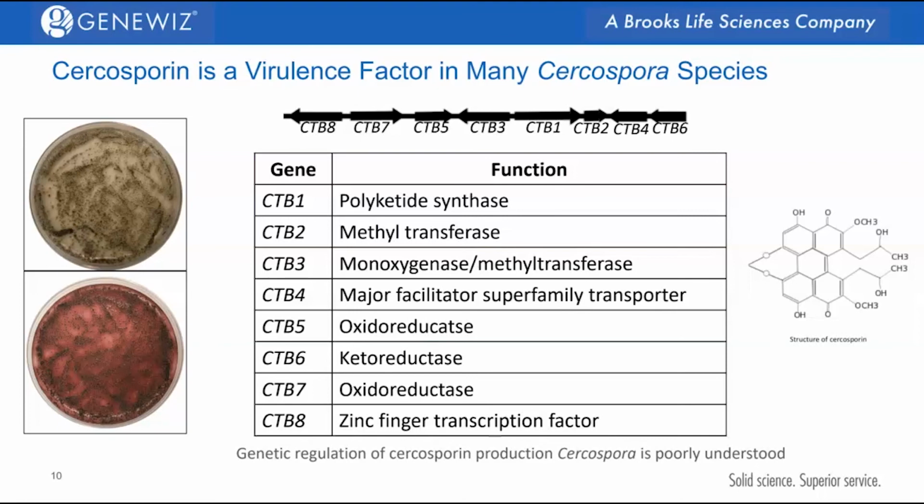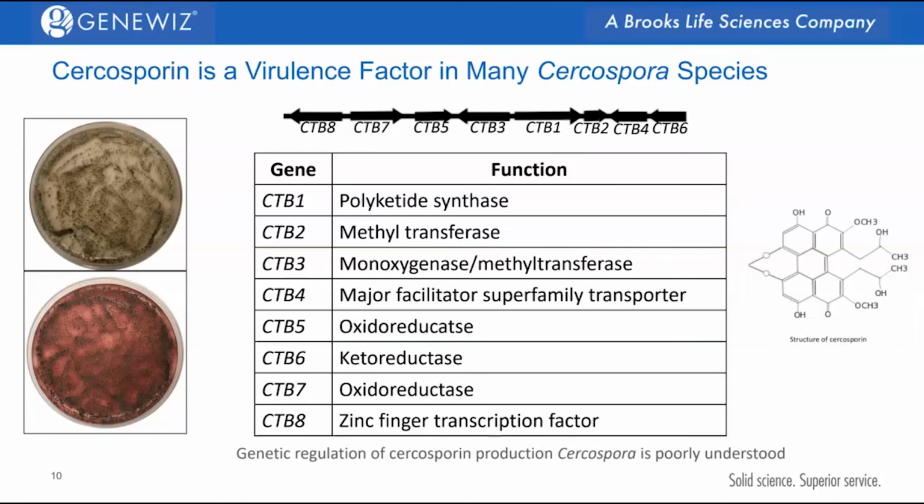On the left, you can see 2 plates. On the top is a PD plate with Cercospora, but the plate is colorless. On the bottom is bright red pigmentation. That pigmentation is due to production of cercosporin. So if you expose that plate to constant light, the fungus produces cercosporin. So it's not just in planta that cercosporin is being produced, but it can also be produced in artificial medium.